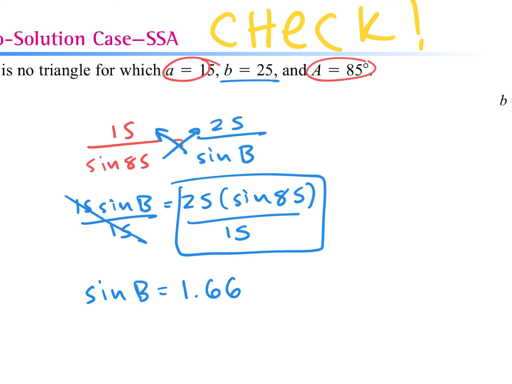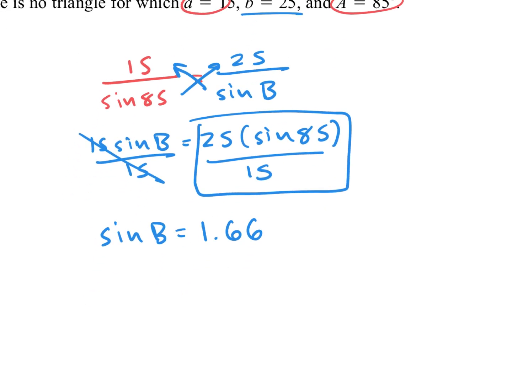1.7. But 1.66 is not our final answer, so what I was explaining to Paloma is keep as many decimal places as possible until you get to your final answer and then round there. So what do I have to do next? The inverse. So sine of -1 of 1.66. What do you get when you put this in your calculator?